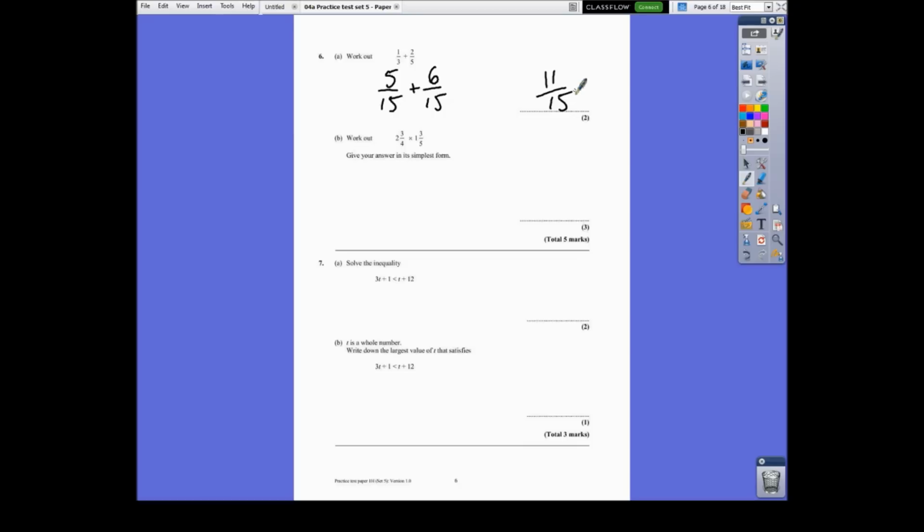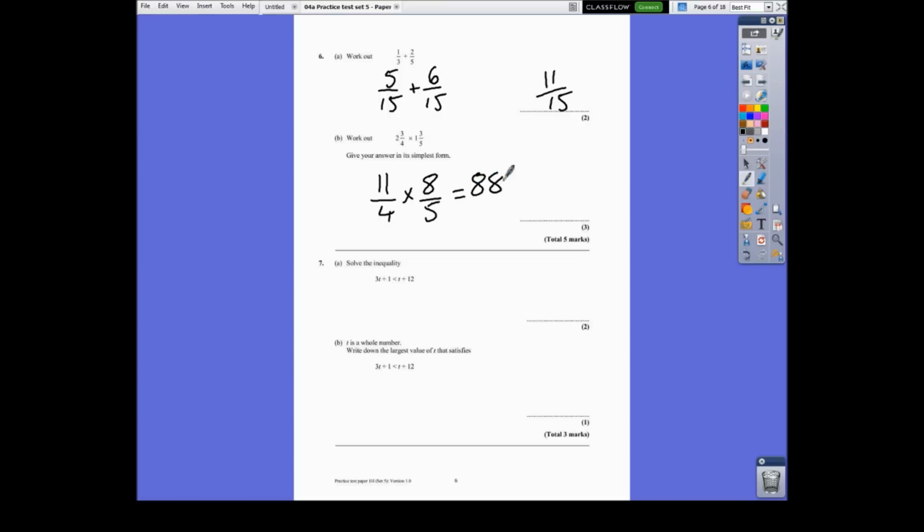Work out 2 3/4 multiplied by 1 3/5. To multiply fractions, or adding, subtracting, or dividing, actually, we need improper fractions rather than mixed numbers. So 2 3/4 would be given as 11 over 4, and 1 3/5 will be given as 8 over 5.